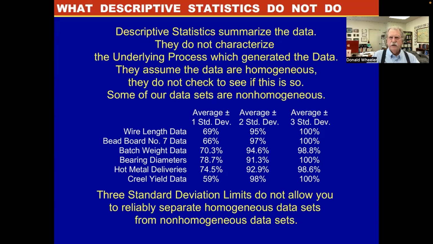Descriptive statistics summarize the data. They do not characterize the underlying process which produced the data. They assume the data are homogeneous, but they do not check to see if this is so. Some of our data sets are non-homogeneous. So at this point, we can say 3 standard deviation limits do not allow you to reliably separate homogeneous data sets from non-homogeneous data sets.